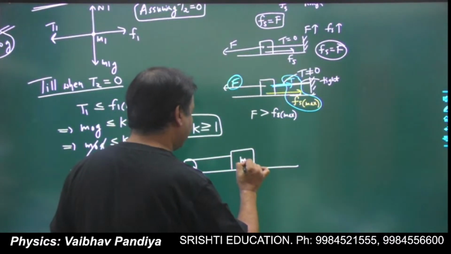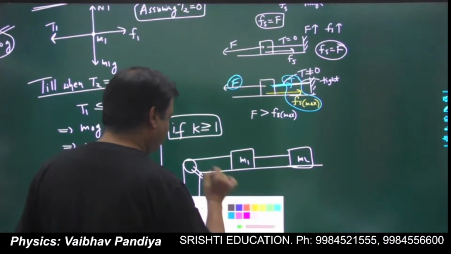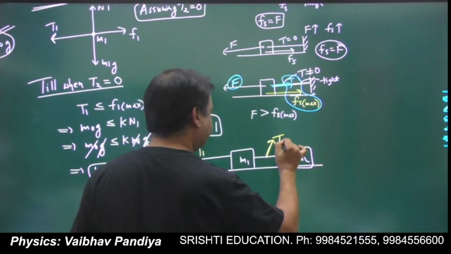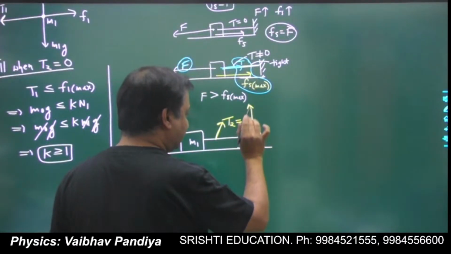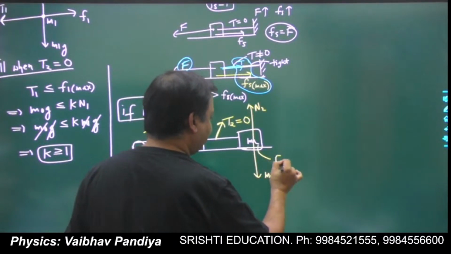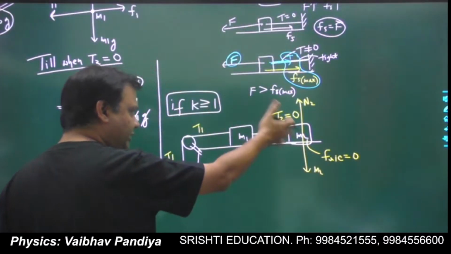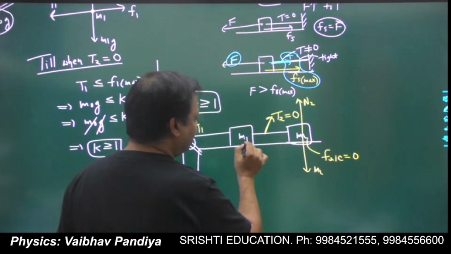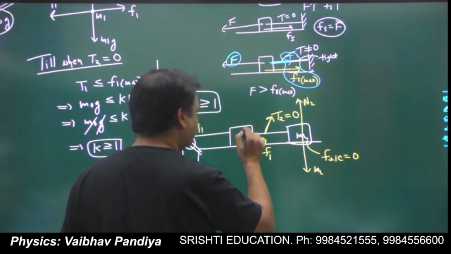So this is your m1 and this is your m2. And in this scenario, when k is greater than 1, T1 will act, but in this string, there is no tensional force. T2 will be 0. Now, no pulling force will act on M2, so it will have N2 and M2g. And the frictional force will also be 0 on M2, because there is no pulling force. On M1, a static friction will act like this, F1.